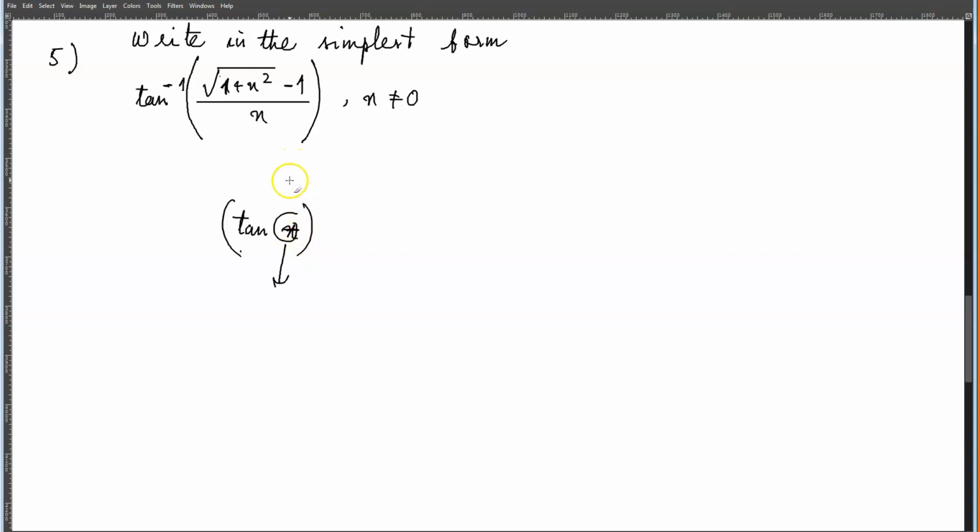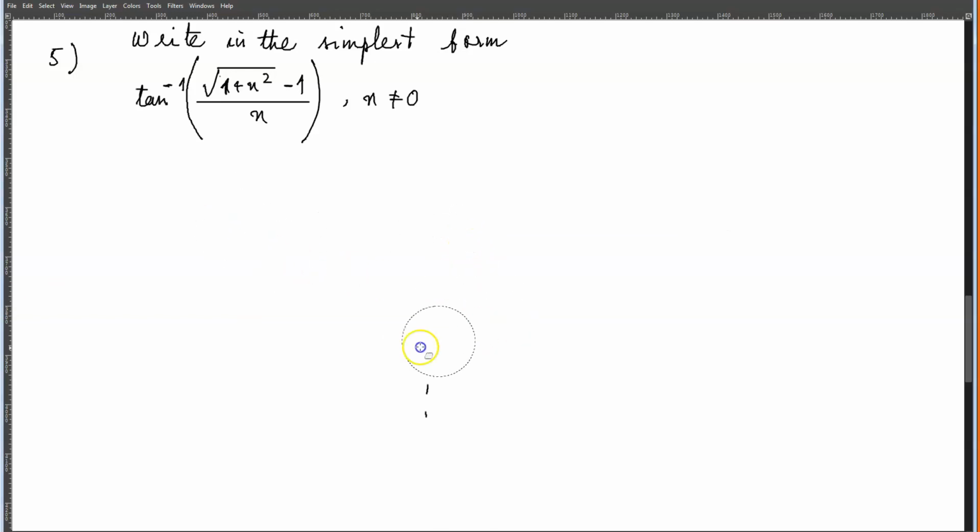Now, the way that you can do that is that usually you have to write x, for example. You usually say let x be equal to some function like sine theta, or cos theta, or tan theta, and so on, depending on the situation.